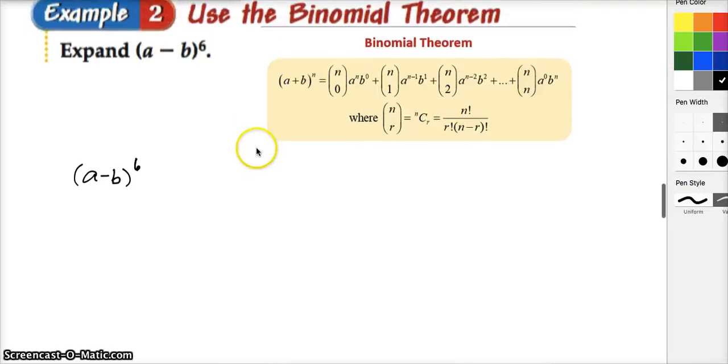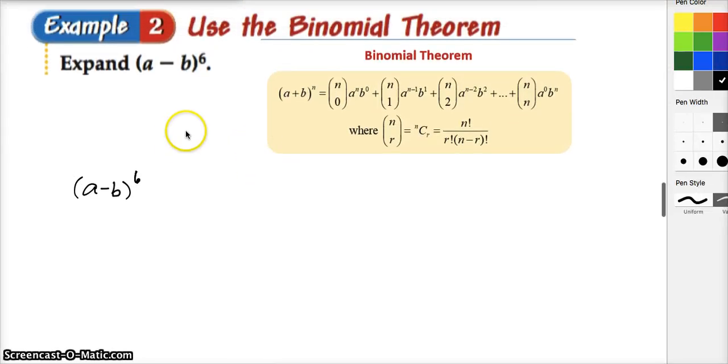Hey everybody, here we are in section 11.7. We're looking at part 2. We're going to finally use this binomial theorem that we were only talking about in the last video. So let's check it out.